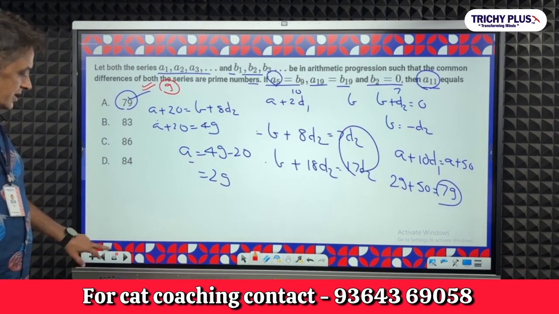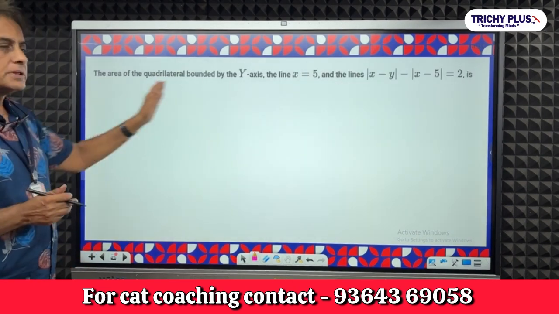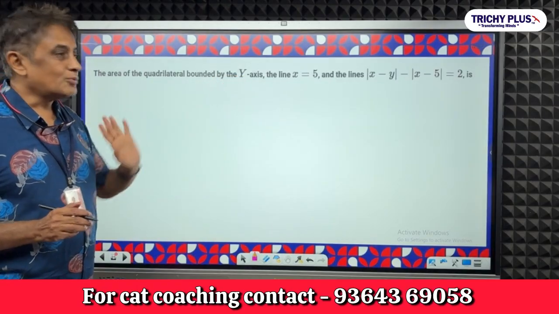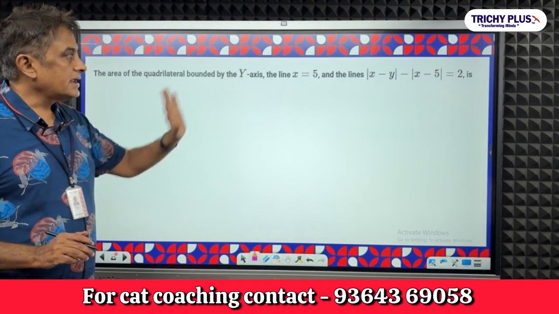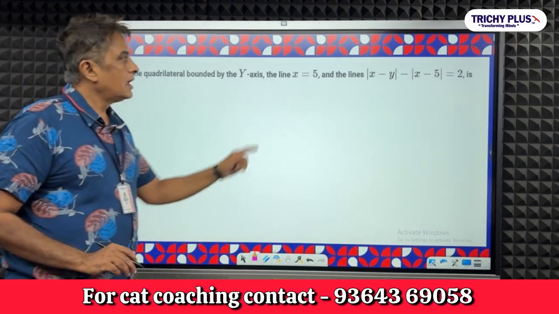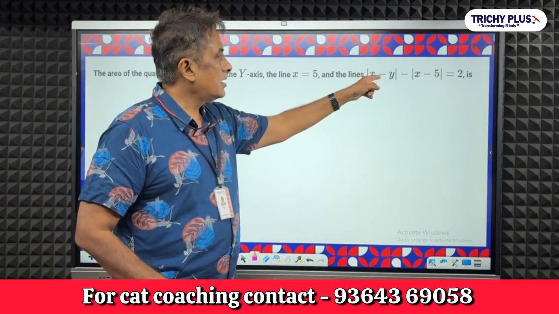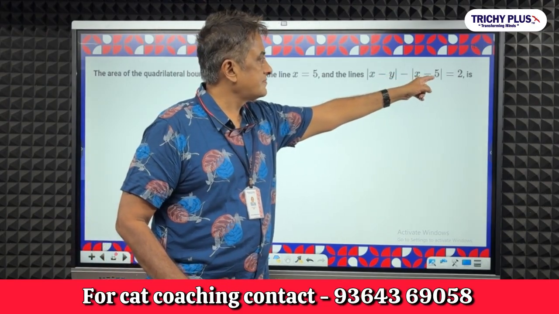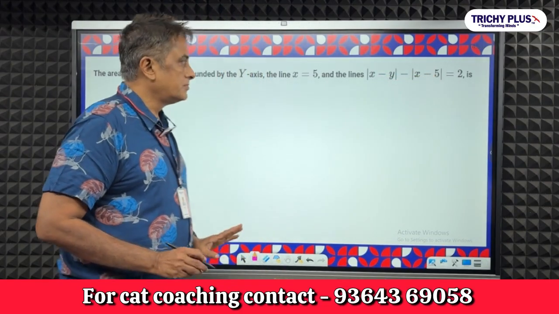Right? So definitely, in the question we have, the area of a quadrilateral bounded by the y-axis and the line x equal to 5, and the lines modulus of x minus y minus modulus of x minus 5 is equal to 2, right?